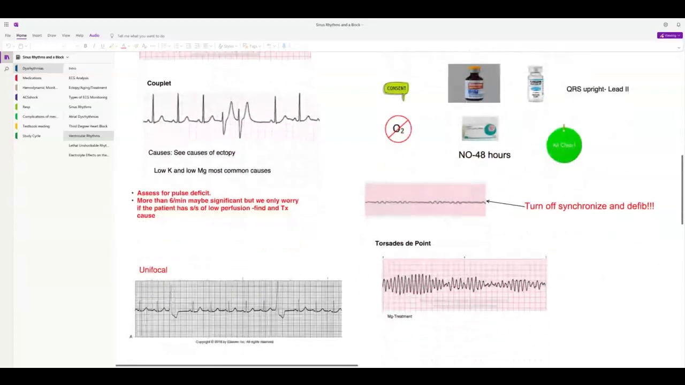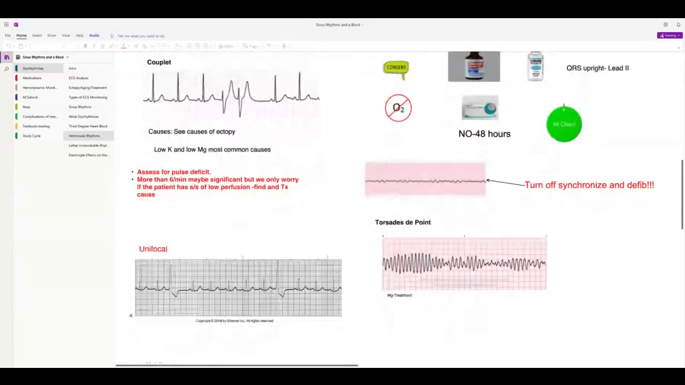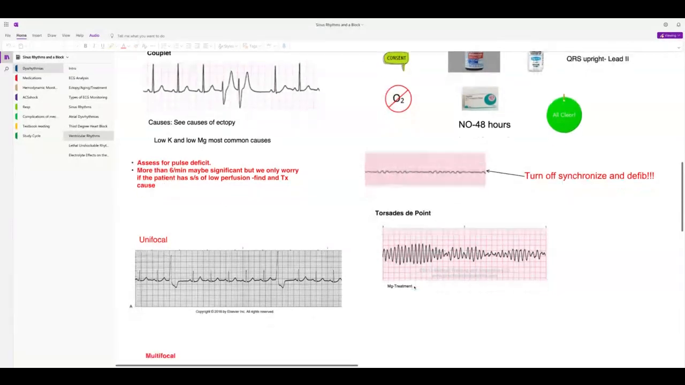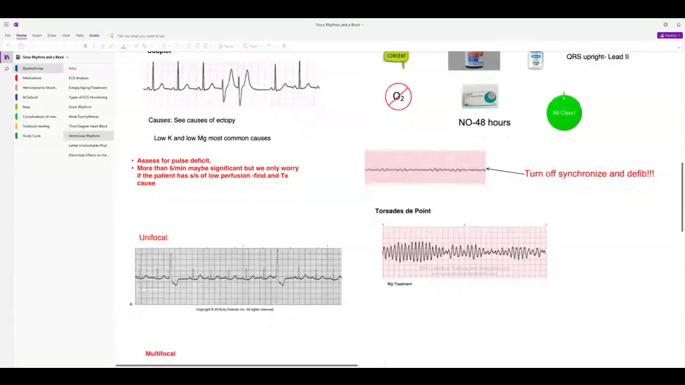This is Torsades de Pointes, and it is a variation of VTAC. See, it gets big and small, like it's turning on itself. The treatment for that is magnesium, and it's the only time we give magnesium in cardiac arrest.